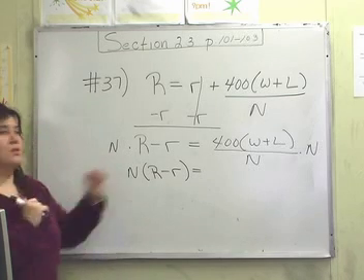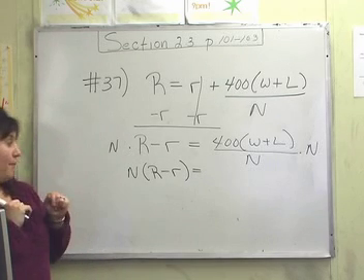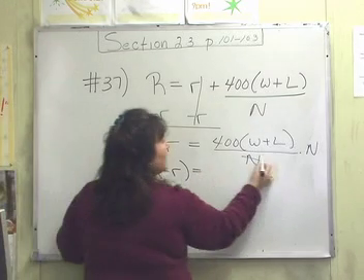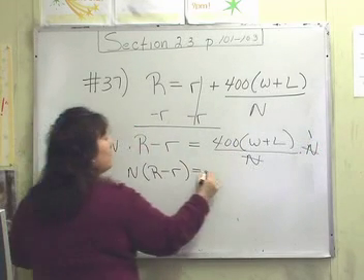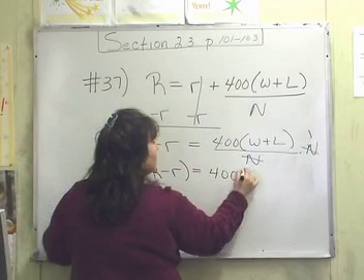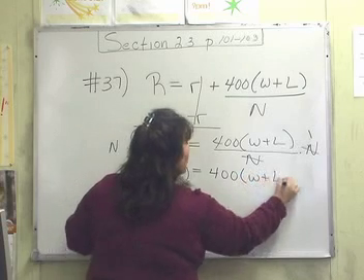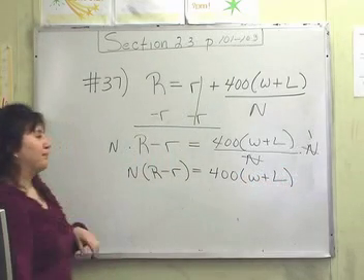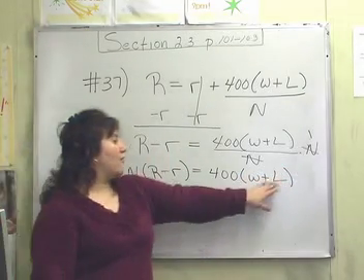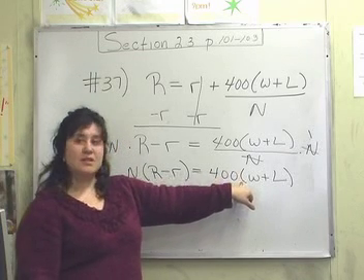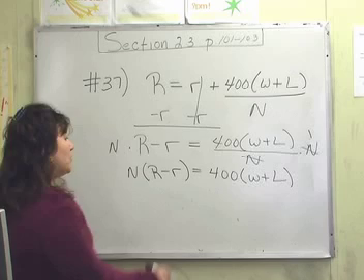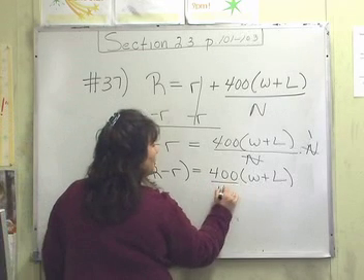N times the quantity R minus r equals, on the right-hand side, the N cross-cancel to give me 1. I'm left with 400 times W plus L. I would still like to solve for L, so I'm going to divide both sides by 400.